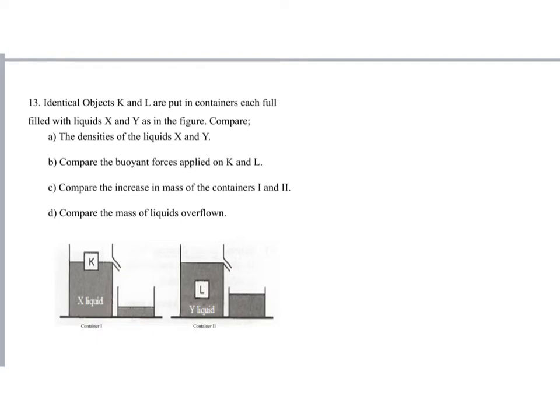The last question: identical objects. Identical objects means they have the same weight. So this has a weight G and this has a weight G. K is floating, so the upthrust force is equal to G. Y is in equilibrium, so the upthrust force is again equal to G. Now compare the densities of the liquids X and Y. You see that the object is floating in X but in equilibrium in Y, so that means that the density of X is bigger than the density of Y.